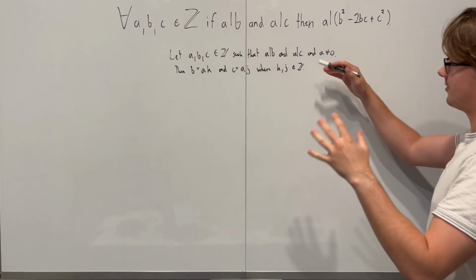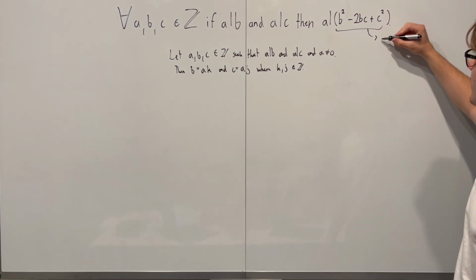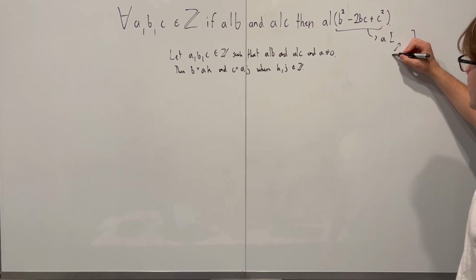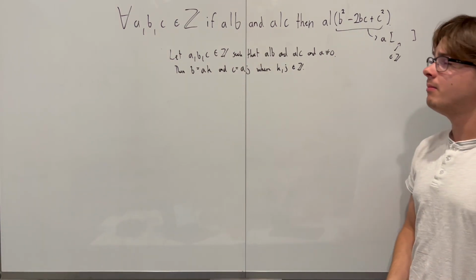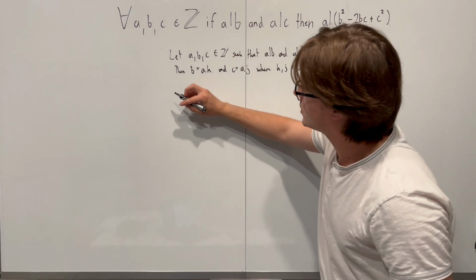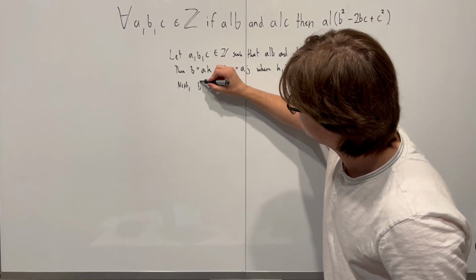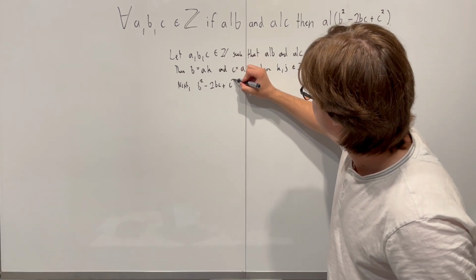Fantastic. Now that we've defined everything we can, we just have to check that this in fact can be written as a multiple of a, where a is multiplied by something in a huge bracket, where whatever's in this bracket must be overall an integer. Let's start with what we have on the right hand side. So we can say next b squared minus 2bc plus c squared.